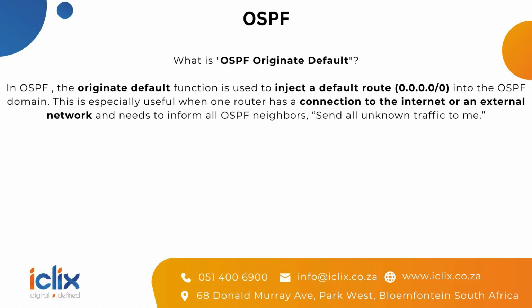What is OSPF originate default? In OSPF, the originate default function is used to inject a default route, 0.0.0.0/0, into the OSPF domain. This is especially useful when one router has a connection to the internet or an external network and needs to inform all OSPF neighbors, send all unknown traffic to me.